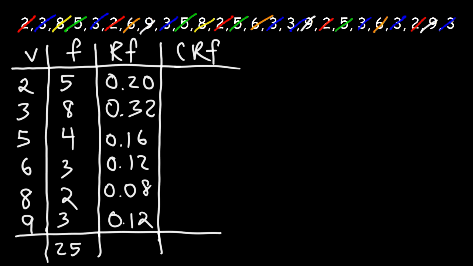Now our next step is to calculate the cumulative relative frequency. But before we do that, it's helpful to basically take the sum of this column to make sure it adds up to 1. So 0.20 plus 0.32 plus 0.16 plus 0.12 plus 0.08 and then plus 0.12. This adds up to 1.